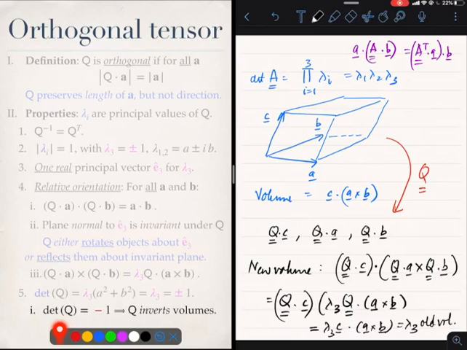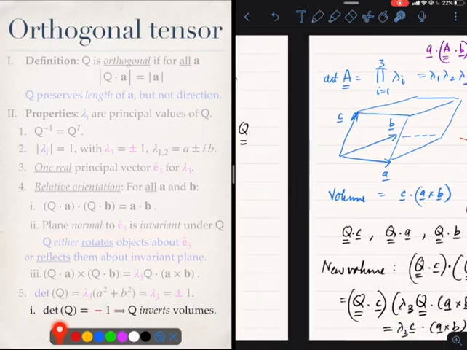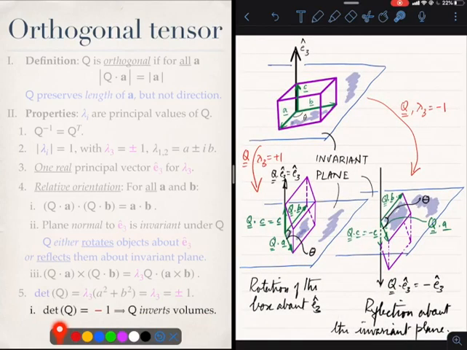Okay, so if lambda 3 is minus 1, then the volume is inverted. This is actually similar to what happened over here. When lambda 3 was minus 1, the box was reflected. When lambda 3 was plus 1, the box remained on top of the plane. So you didn't have to invert the box through itself, but when lambda 3 is minus 1, you had to push the box through itself to get the final answer. And this pushing of the box through itself is inversion, and the volume becomes negative. So that's all about the orthogonal tensor, and now we'll move on to the tensor which is going to be crucial in dynamics, the rotation tensor.